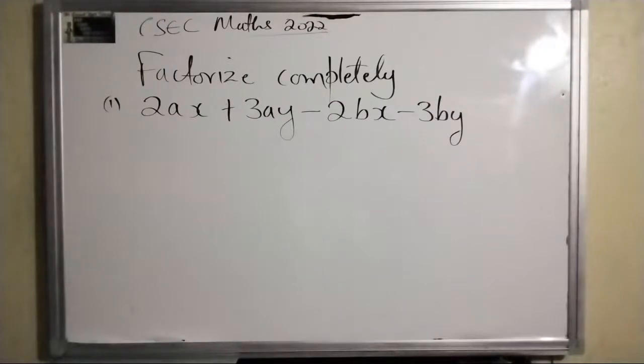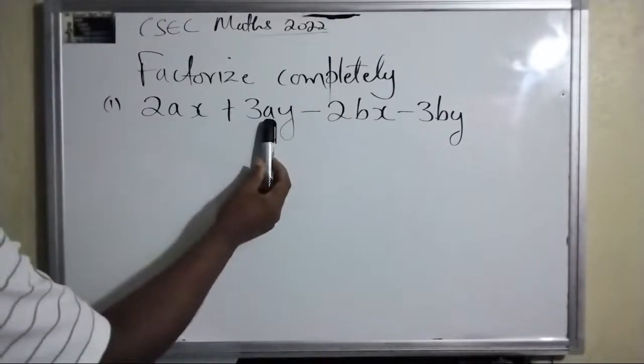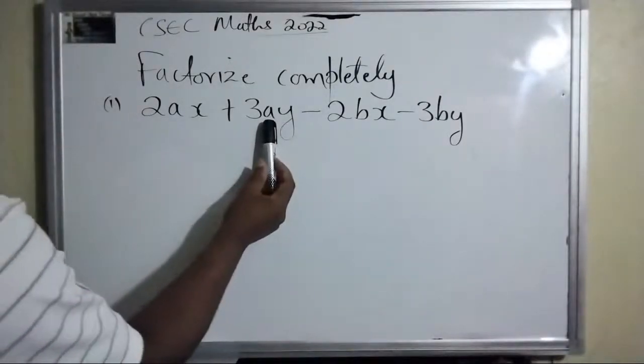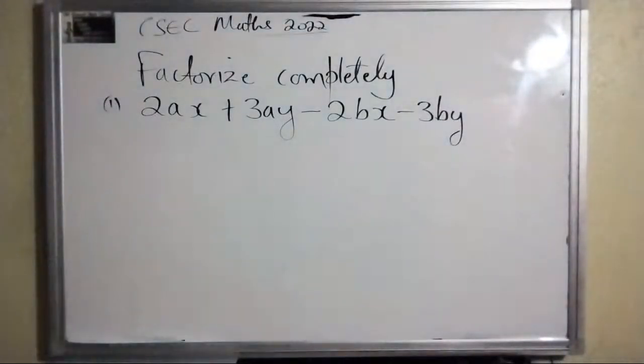You guys are free to try. It says factorize completely. From the look of it, we are supposed to factorize by grouping, right? So we're going to group the like terms, putting them in pairs. I'm checking to see what's common to both. A is common here, A is common here. B is common here and B. So we can go ahead and factorize.